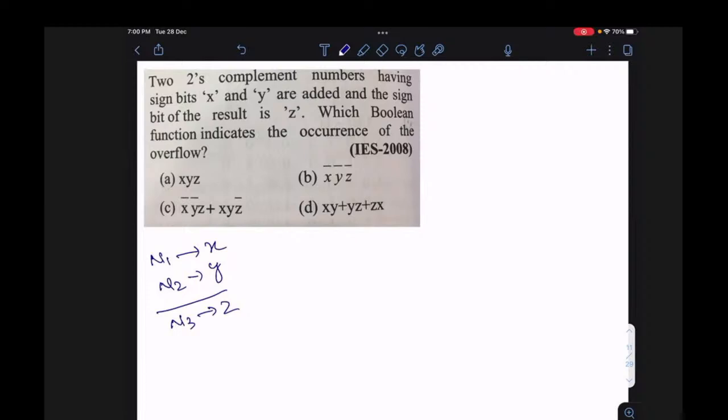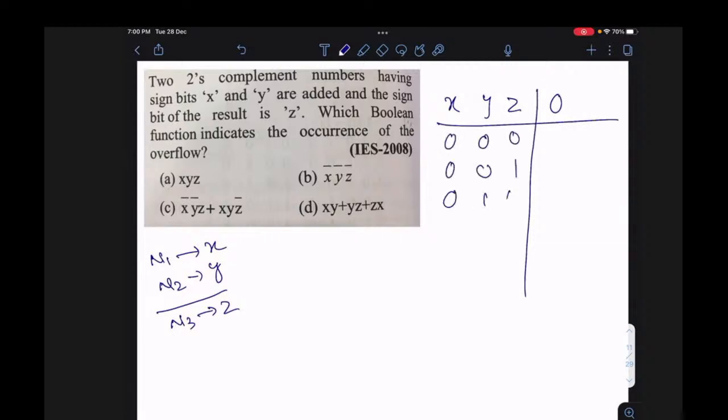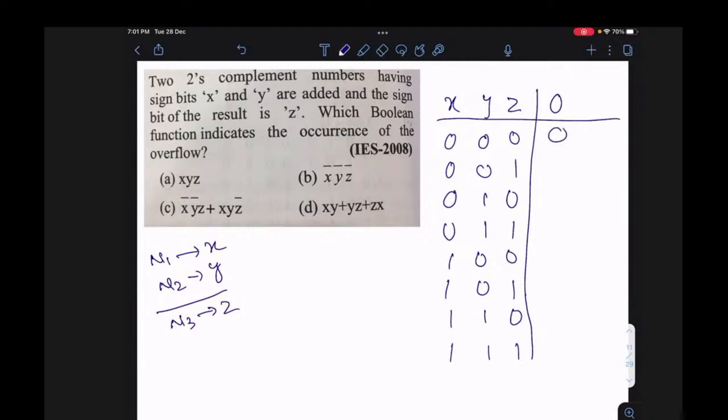Otherwise, what you do is you make a table. You make a table x, y, and z, and here I'm making a column for O. So I'm writing all the 8 possible combinations. You see here, in the first case, x, y, and z are the same, so overflow will not happen. I'm putting 0. When overflow will happen, I'll put 1.